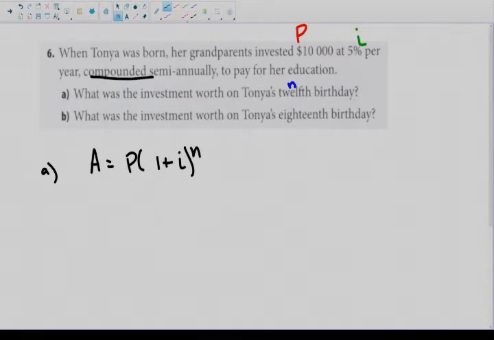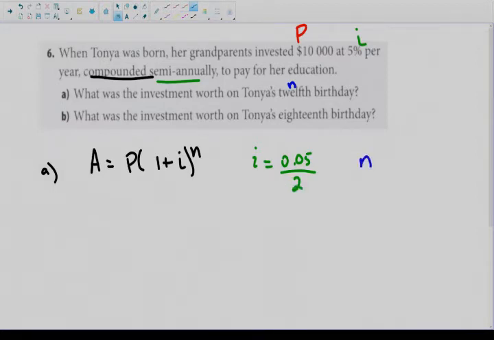So let's calculate our I and our N. So I is equal to 5%. Oops, I said I would write that as a decimal right away, so 0.05, right? 5% divided by 100 gives 0.05. Divided by what? Well, it's semi-annually. Semi-annually means twice per year. So we're dividing that by 2.